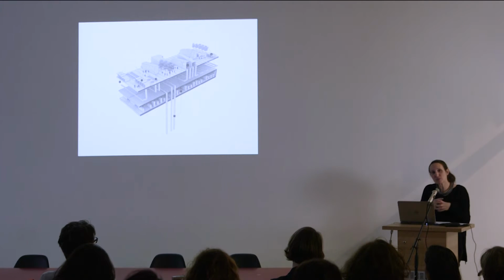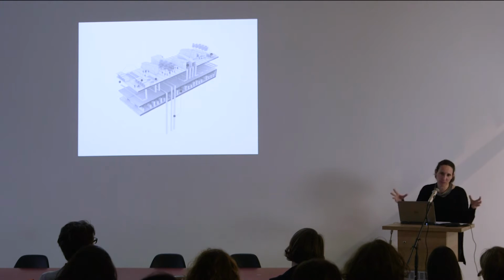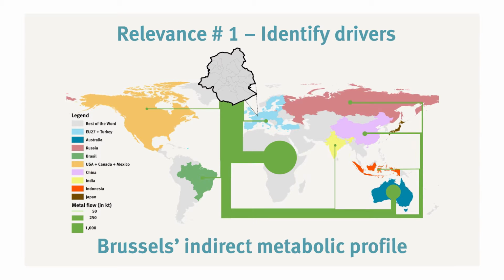Just as an example, this is where Brussels gets its metals from. The very small dot in this map actually mobilizes that many kilotons of metals across the planet. And the second exporter is Australia, importer, sorry. So us, the little dot over there, mobilizes resources from all around the planet just for this computer and everything. So that was the first part of why it is relevant to talk about urban metabolism: to identify drivers, how to reduce our environmental impact.